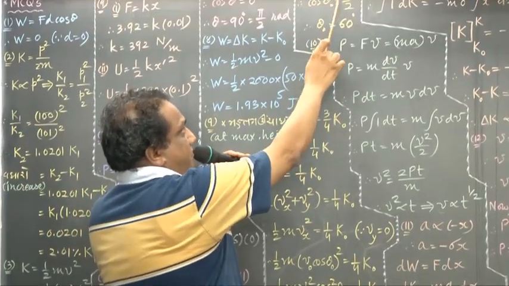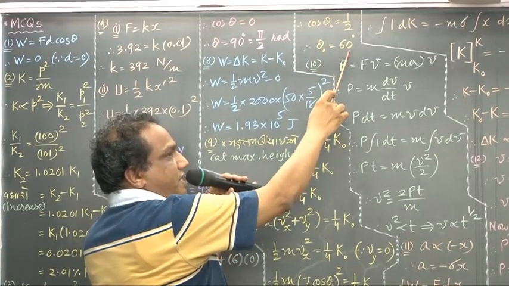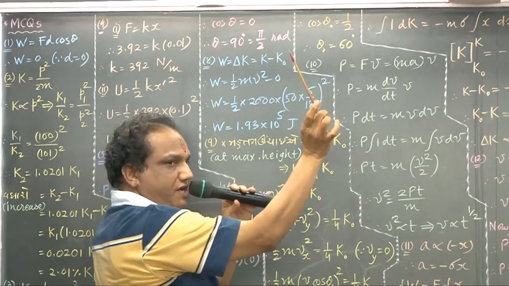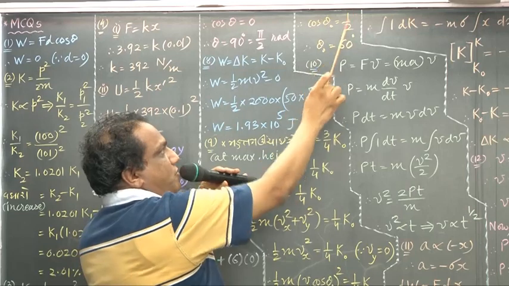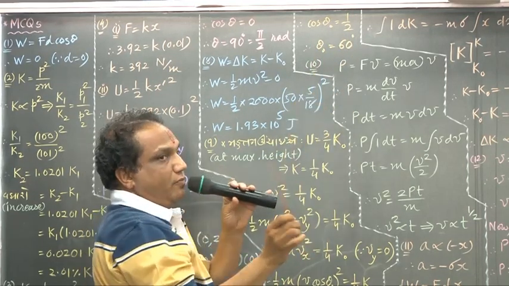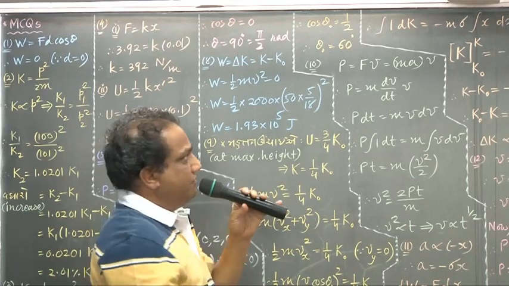So if cos theta 0 is 1 by 2, theta 0 has to be 60 degrees, because cos 60 and sin 30 are equal to 1 by 2. Correct? So when cos theta 0 is 1 by 2, theta 0 will become 60 degrees. What is this theta 0? Angle of projection. Next.